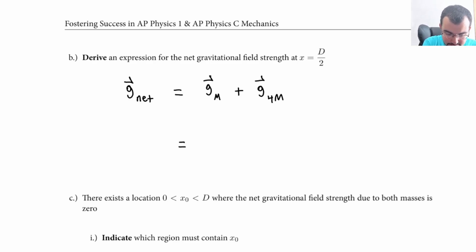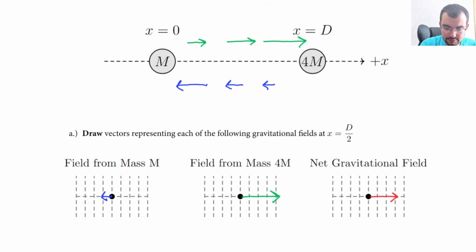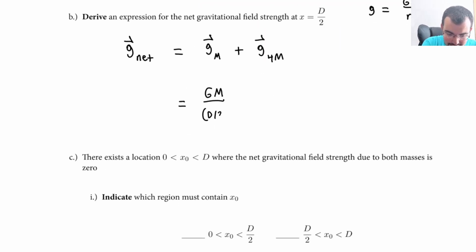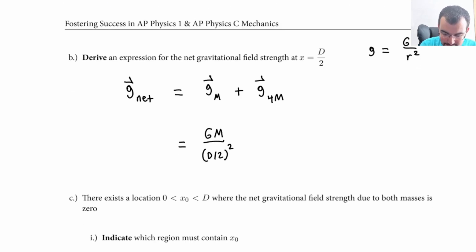as a vector. Our expression for g is GM over r squared. So we have a big G, we have a mass 1m. D over 2 is, of course, d over 2 from the first mass, and that gets squared in its entirety. And that field is directed, we said, to the left. You could use unit vectors as well if you want. You can call this negative i hat. And then we have a 4m field at the same distance away from its mass, directed to the right.